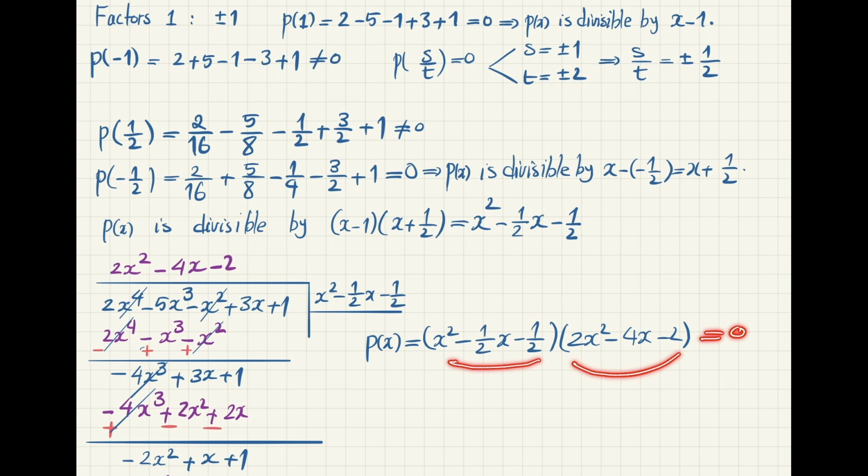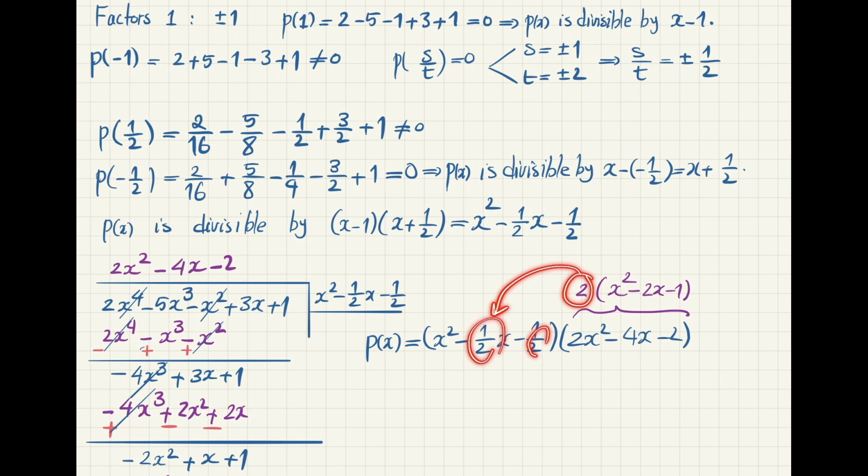But of course you see that this problem involves fractions, and if possible let us avoid fractions, and in this case it is indeed possible. So what can I do? I can factor a 2 out from here. I can write it as x squared minus 2x minus 1. Then I can multiply this 2 here to get rid of these fractions. So a better way of writing p of x would be 2x squared minus x minus 1, and then I will have x squared minus 2x minus 1.